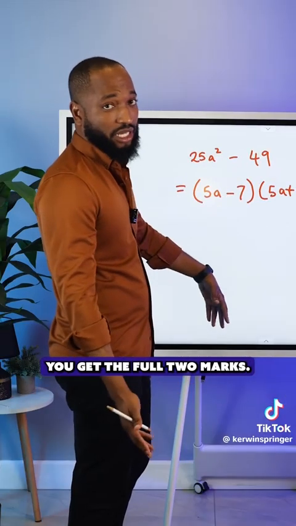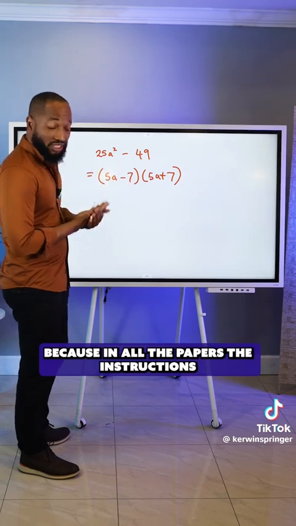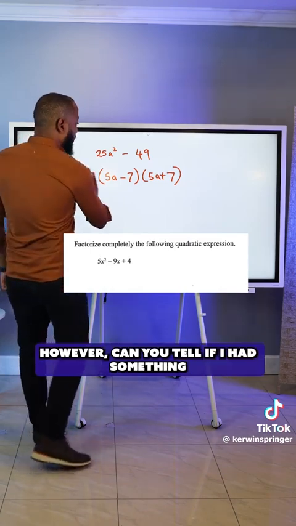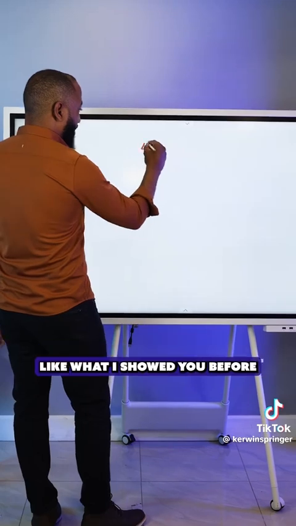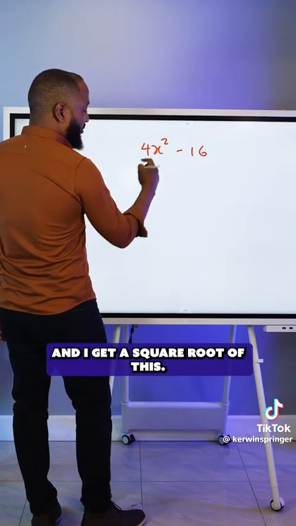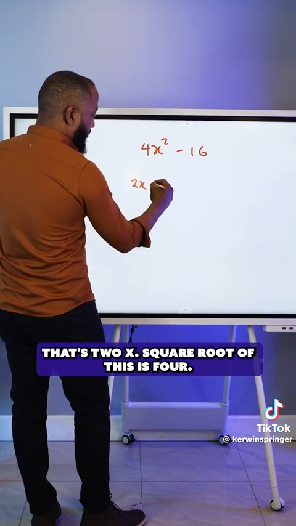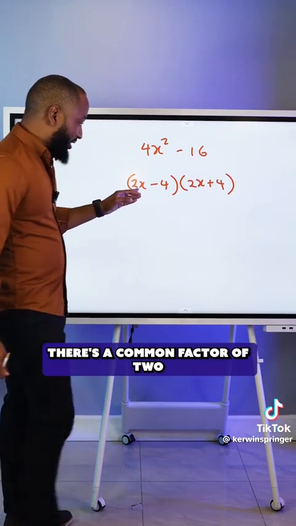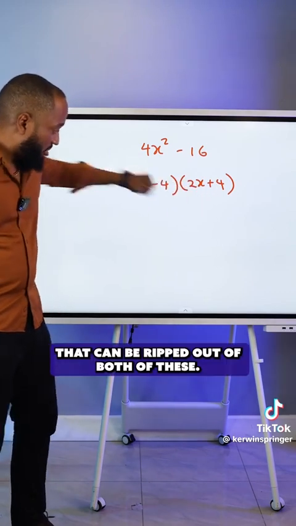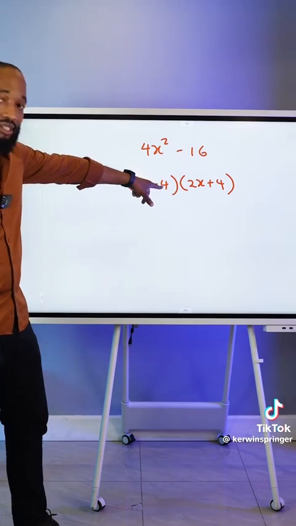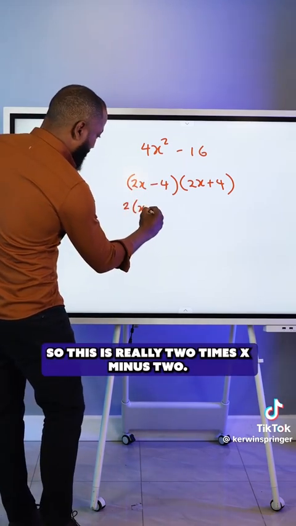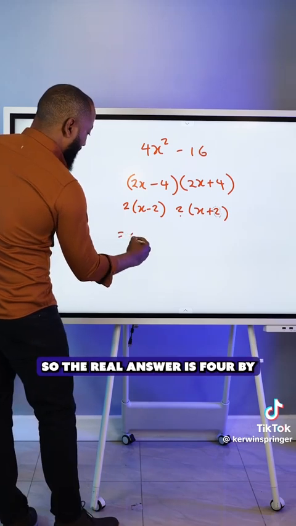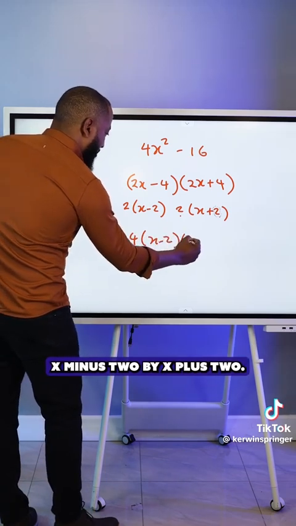If this was 2 marks, you get the full 2 marks. Why did we lose marks before? Because in all the papers, the instruction is always factorize completely. This is factorized completely. However, if I had something like what I showed you before, and I get the square root of this, that's 2x. Square root of this is 4. This is actually not factorized completely. There's a common factor of 2 that can be ripped out of both of these. So this is really 2 times x minus 2, and this is really 2 times x plus 2. 2 times 2 is 4, so the real answer is 4 by x minus 2 by x plus 2.